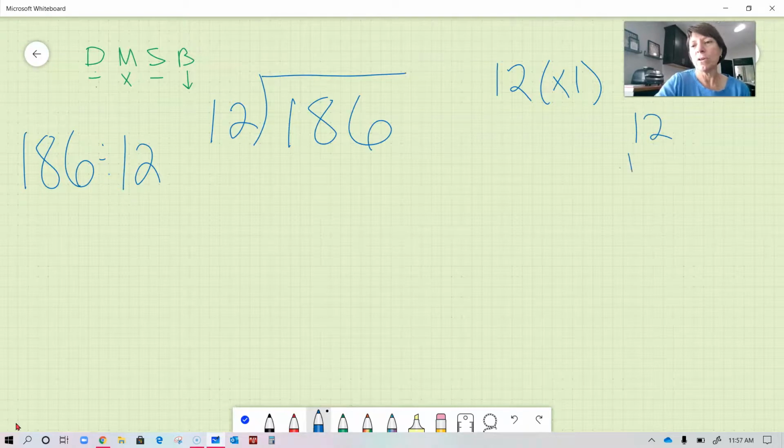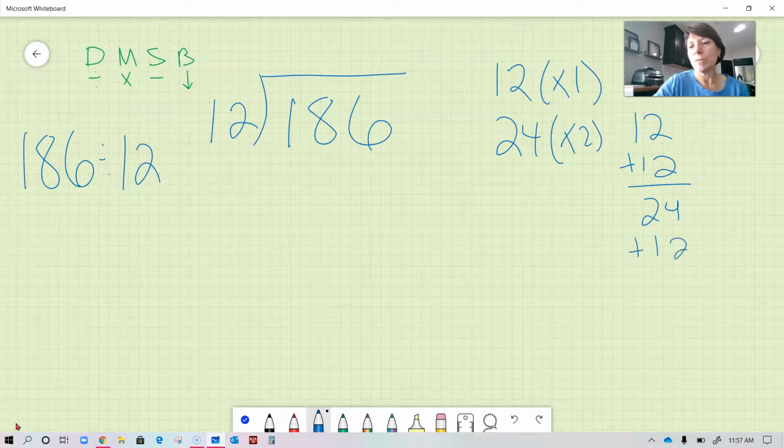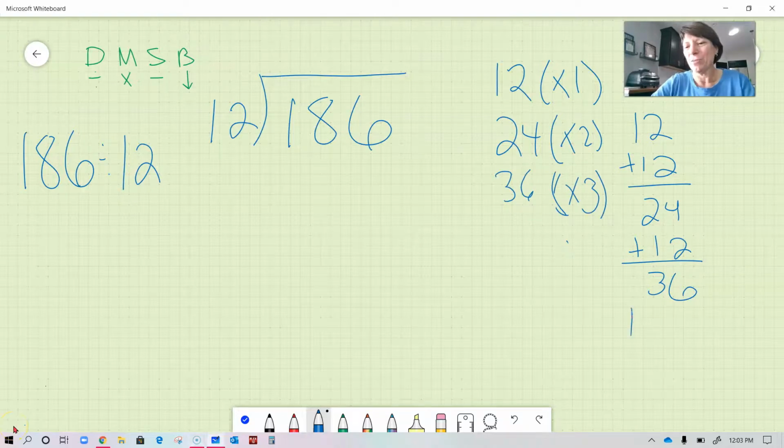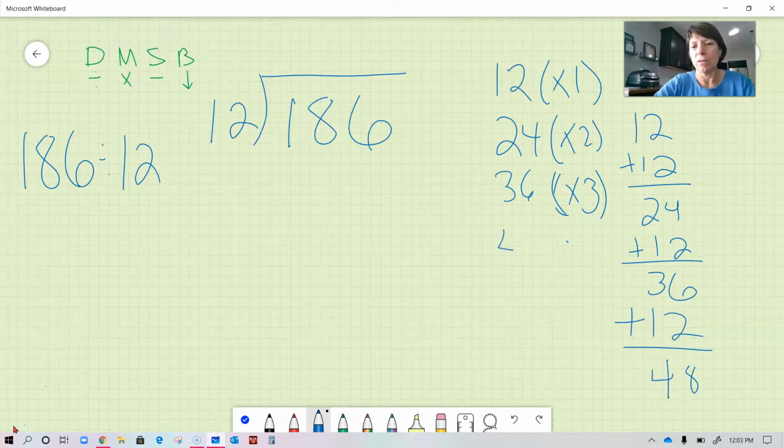So 12, then 12 plus 12 is 24. So that would be our second multiple of 12. And then we add 12 more, and we would get 36. So that's our third multiple of 12. Add another 12 here, and we get 48. So that's our fourth multiple of 12. In other words, 12 times 4 is 48.